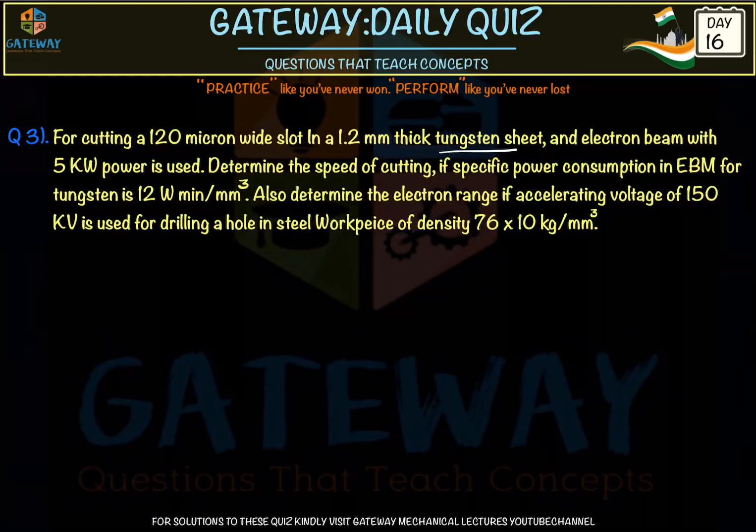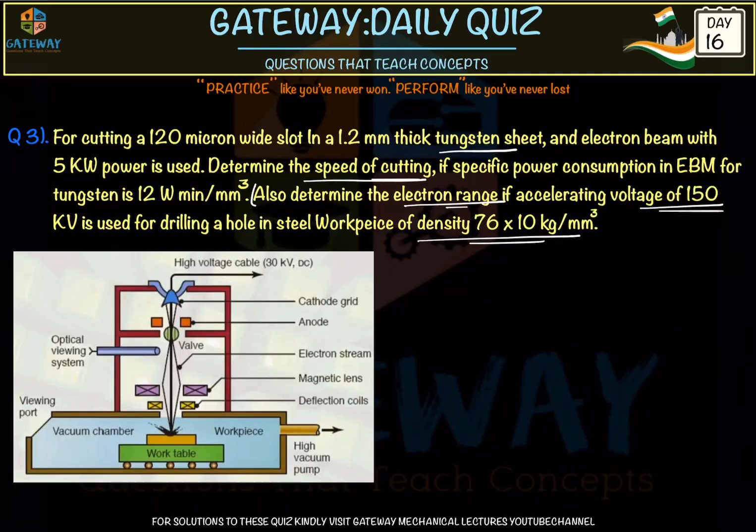So these were the two questions. In one we are using a tungsten sheet, for which we need to calculate the speed of cutting. In the second we are using a steel workpiece, which has a density, with a 150 kilovolt accelerating voltage. Then we need to calculate the electron range there. So we will be getting two answers here. First we will see the functioning.